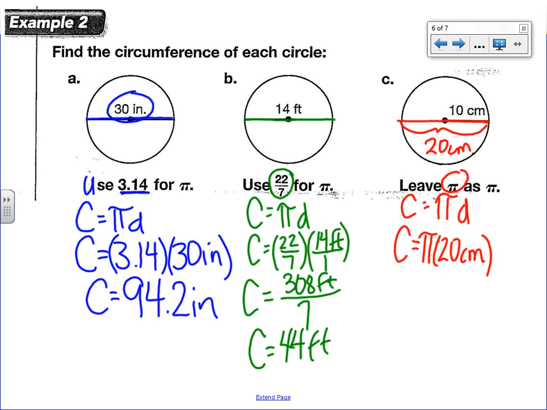Whenever I simplify this, I usually want my number first, my coefficient, so I have C equals 20 pi, and then I'll label it centimeters. Final answer. I know that that looks kind of funny, but that's just the way that we do it. So if they tell you to leave pi as pi, then pi is going to be part of your answer. If it's not there, then it's going to be wrong, okay? That's what they want us to use.